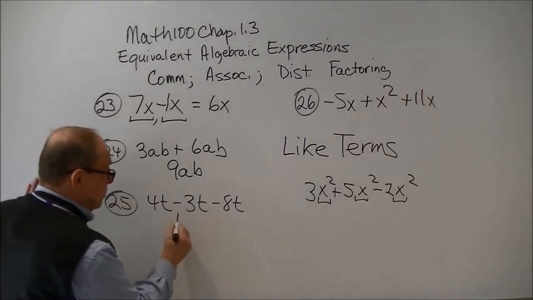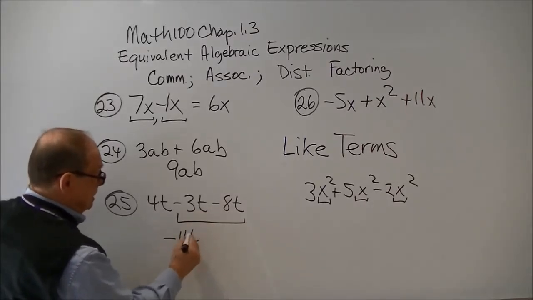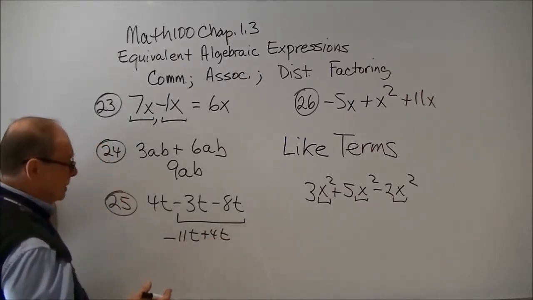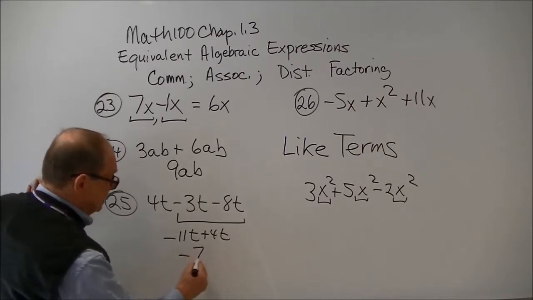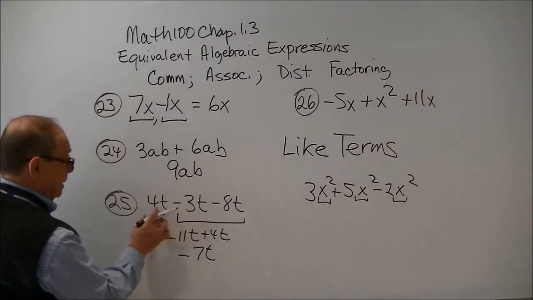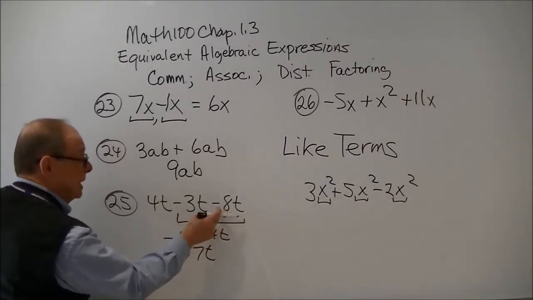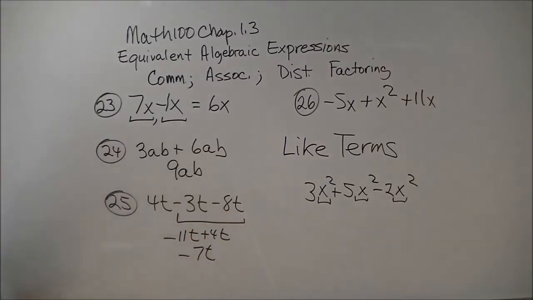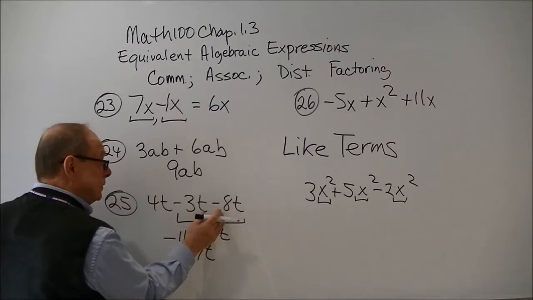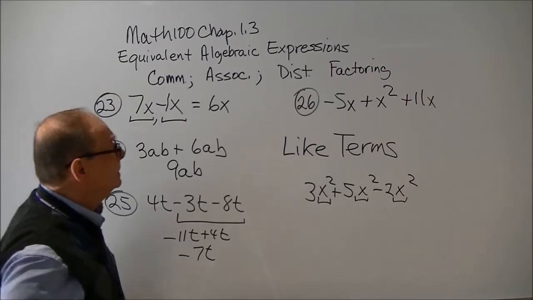And here's a case where you may want to combine your negatives first. This gives you a negative 11t plus 4t. And some of this you can do mentally. This is going to give you a negative 7t. And you could have done it this way. This gives you a negative 3 from 4 is 1t. 1t from a negative 8, a negative 7t. But again, the idea that you can do this first, associate these two, and then do the other. Probably a good idea.